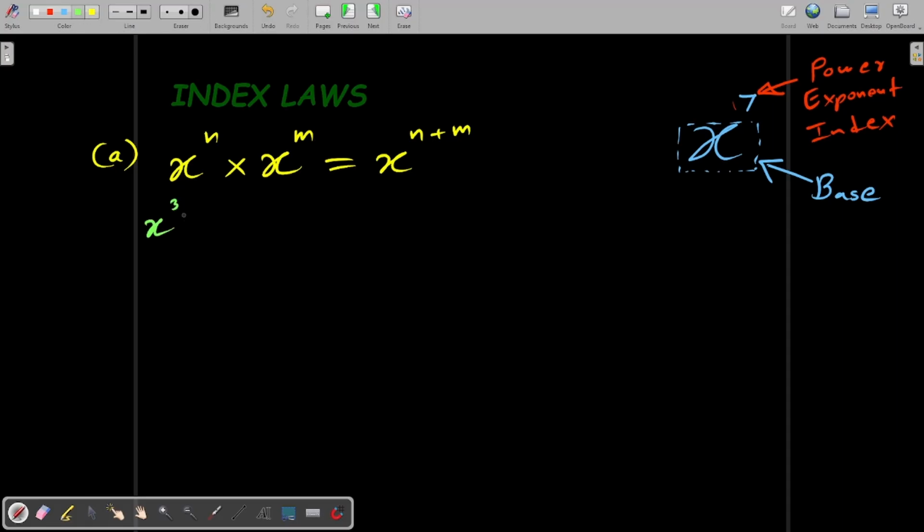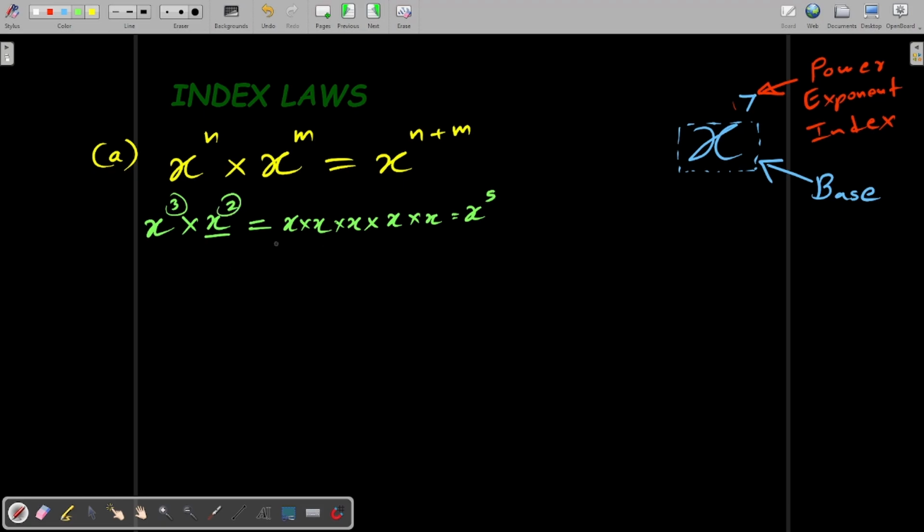I will do a quick example for this one. x to the power 3 times x to the power 2. So this x to the power 3 I can write as x times x times x. This x to the power 2 I can again write as x times x. So this means there are 5 x's. When they get multiplied, we can write x to the power 5. So you can simply see what has happened is these two powers have been added.